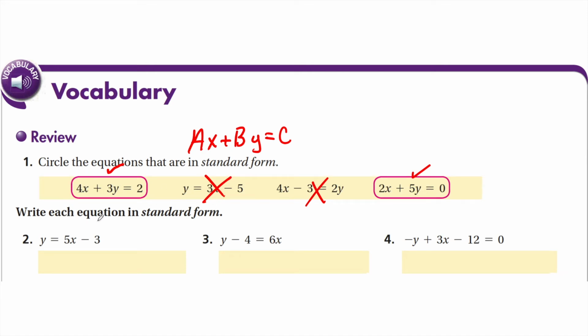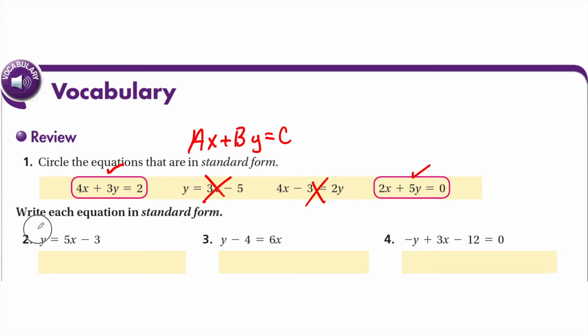All right, write each equation in standard form. Again, it needs to be the ax plus by equals c form. So we need to make sure that we put the ax and the by on the same side. In other words, the x variable and the y variable need to be on the same exact side. Some people battle back and forth over whether the coefficient of the x variable needs to stay positive or not. In this case, we're going to just try and keep it positive.